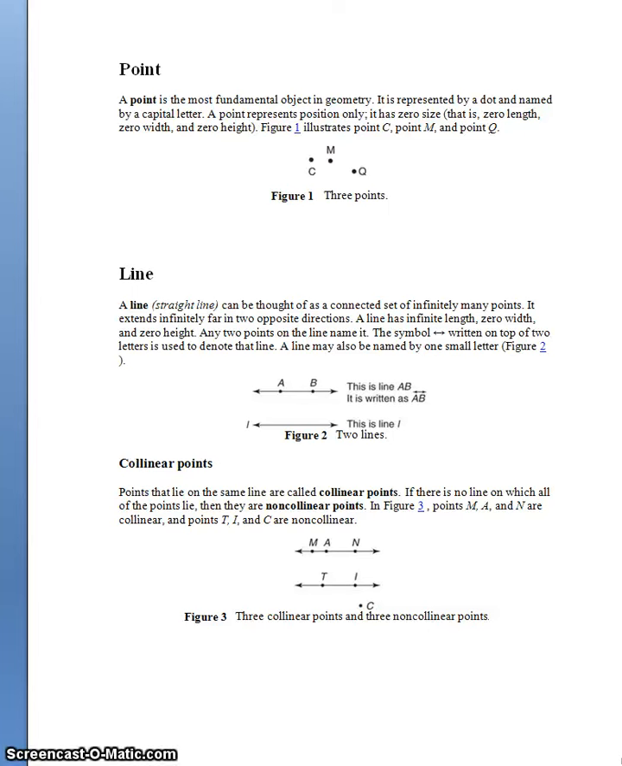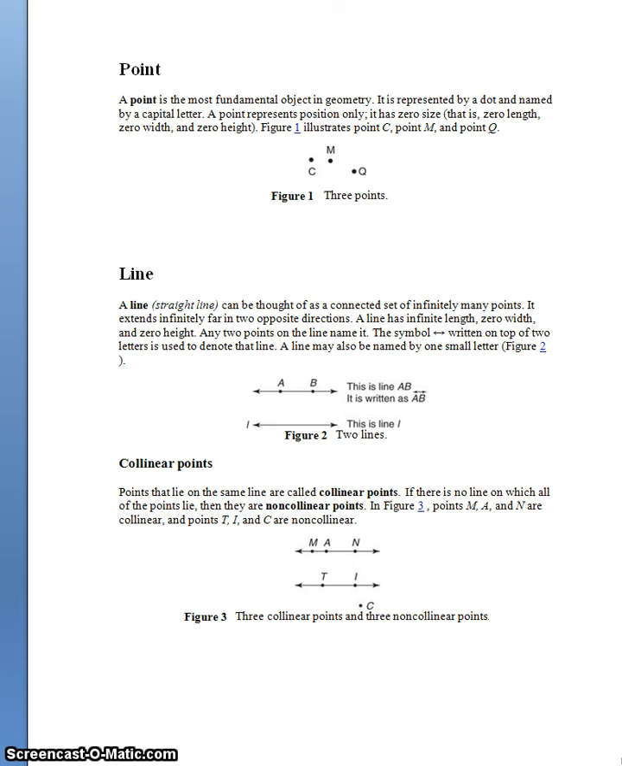Alright, so this is geometry, a quick review of points, lines, and planes, and how they intersect. Let's quickly recall here, and there's a definition on the board, but a point is simply a position in space. It has zero size, and it's represented with a capital letter. In the figure there you'll see point C, point M, and point Q. We must use a single capital letter to represent a point.